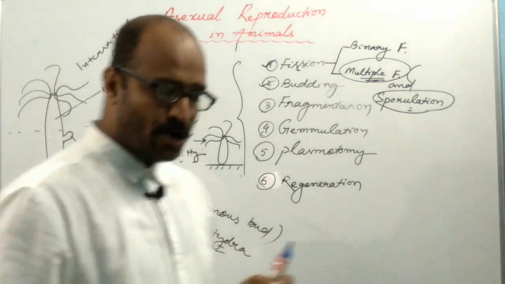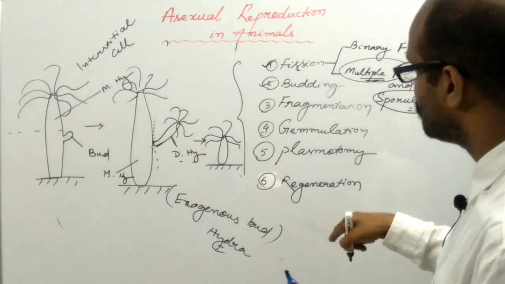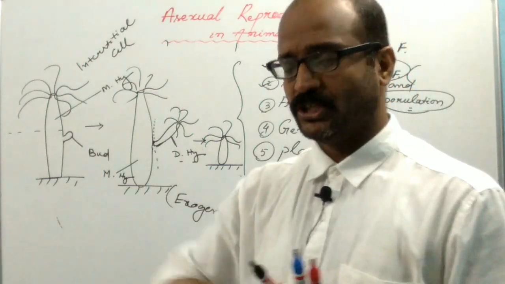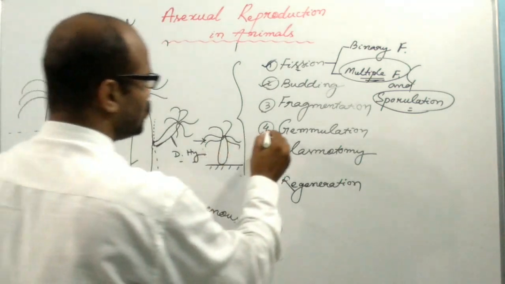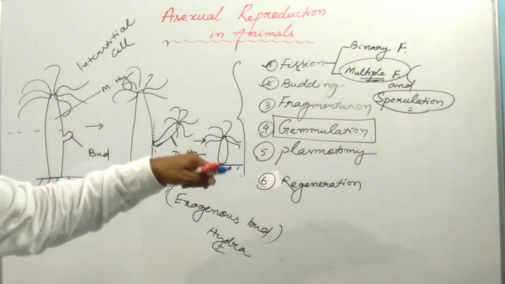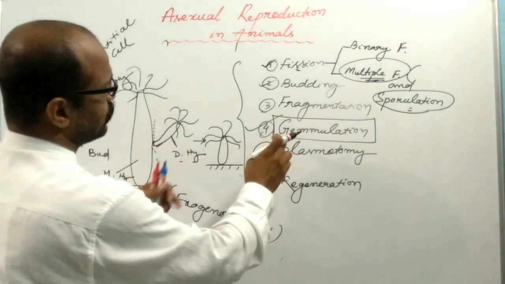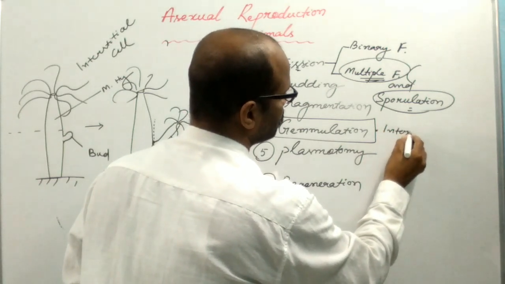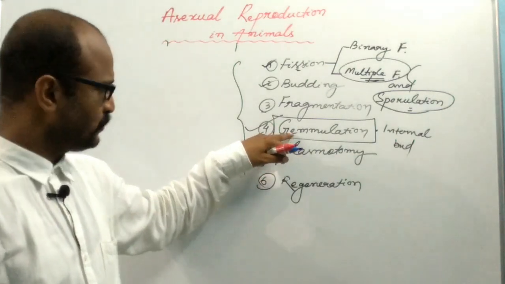So if the bud takes place inside the body, such type of budding process is known as endogenous budding. In case of sponge, the development of internal bud takes place, which is known as the gemmule, and the process is known as gemmulation. So now I go to the gemmulation process. Gemmulation means internal bud. This is the internal bud.